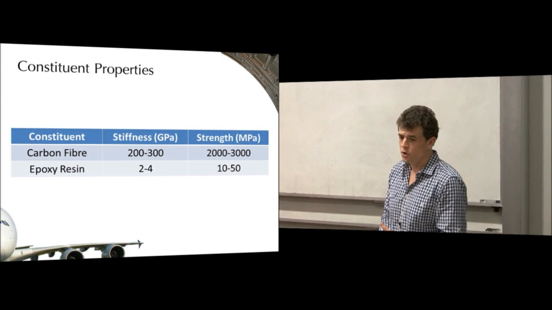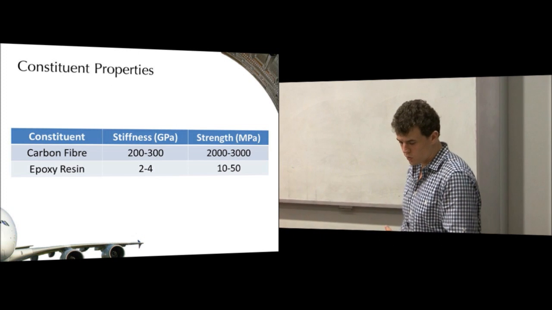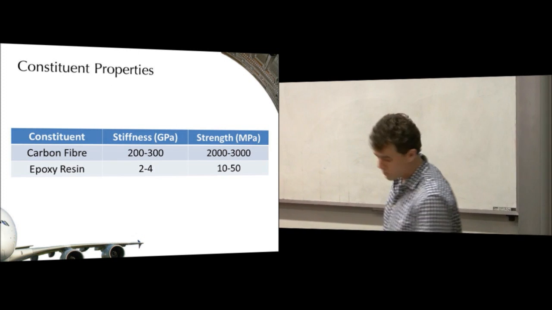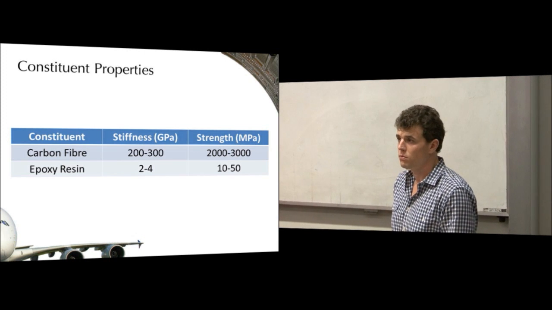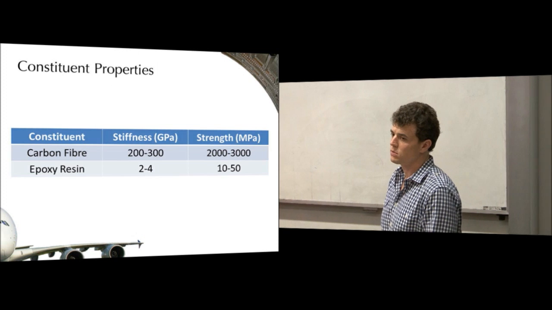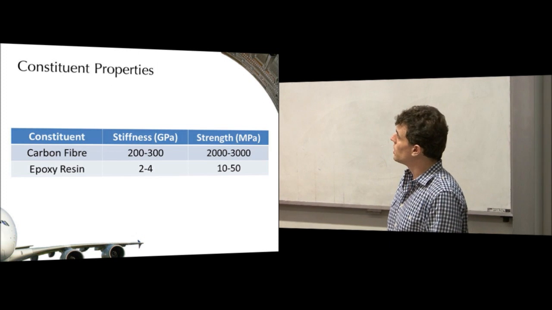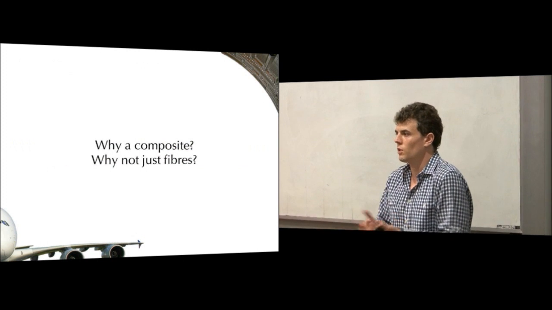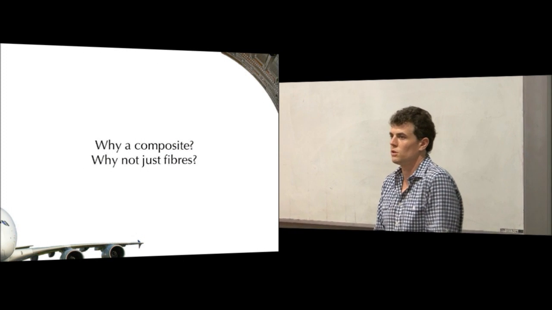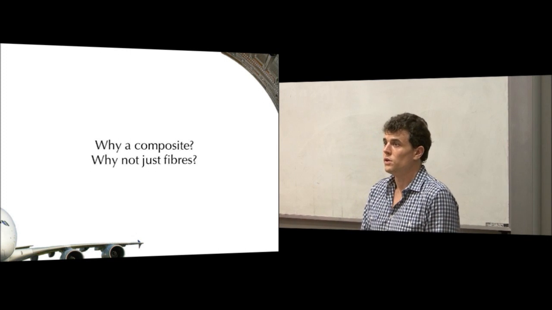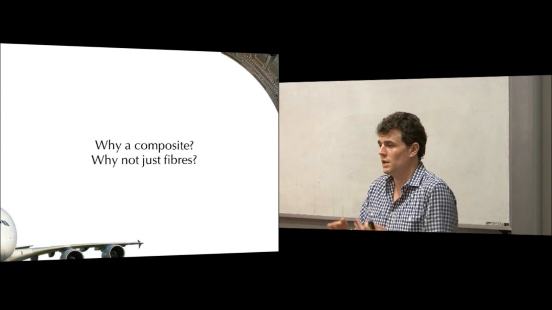So we're posed with a question, why would we use a composite at all? Why not just make a structure out of fibres? Why do we have to make a composite? Why do we have to add this weak epoxy material in? Yeah, so it's effectively to make a component.